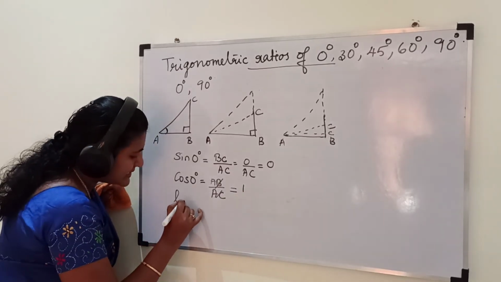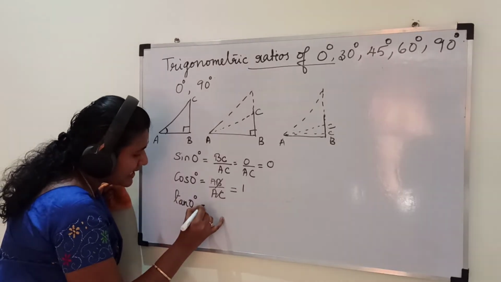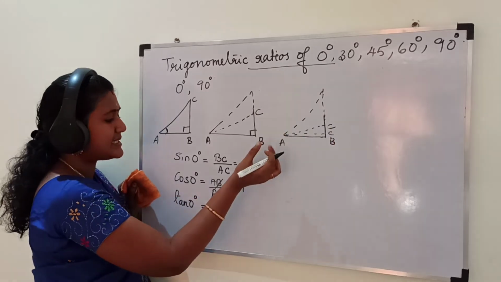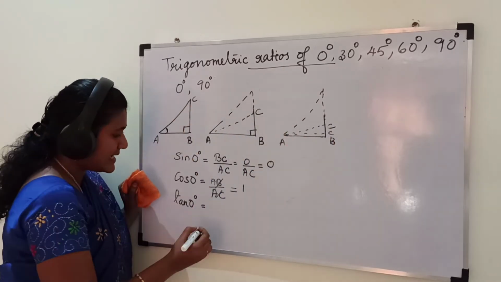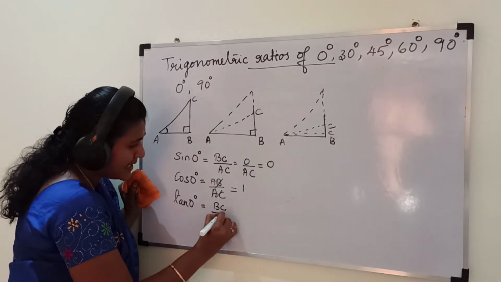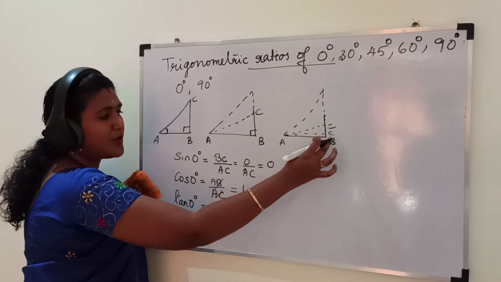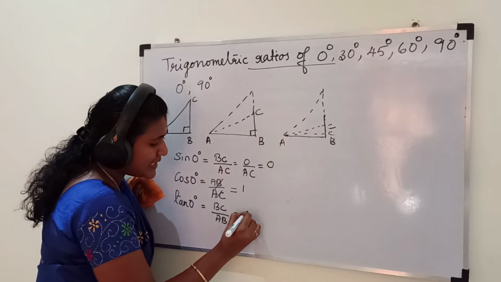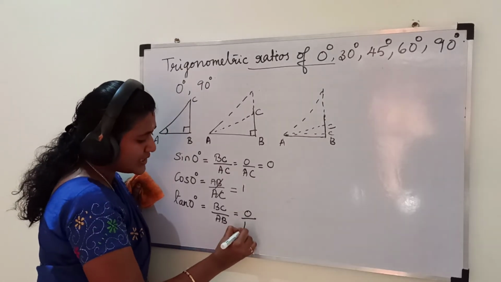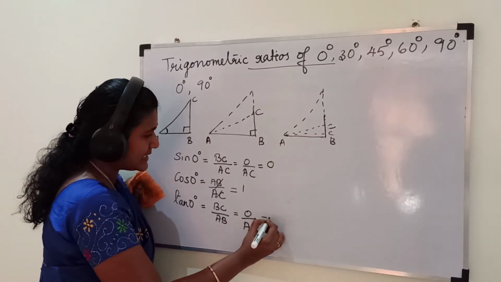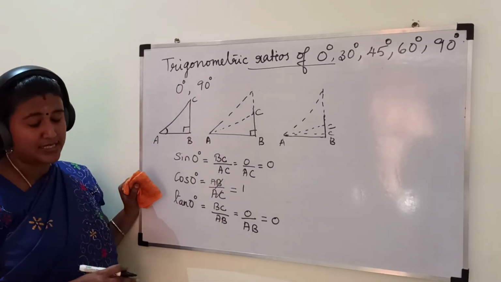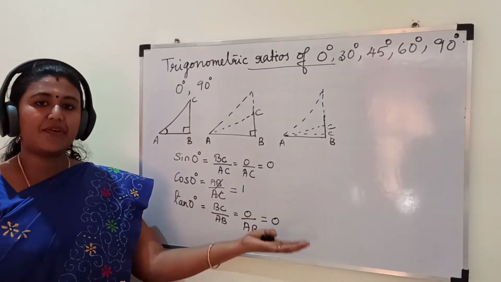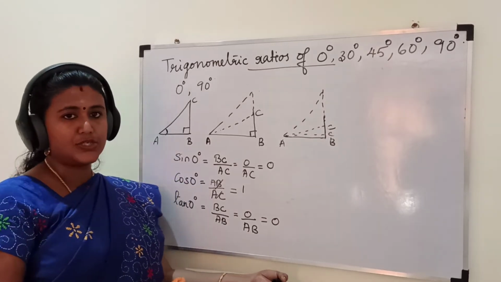Now tan 0 degree. Tan 0 degree is the opposite side BC by the adjacent side AB. With the same argument, C is very close to B, so this side BC is almost 0. So 0 by AB, and tan 0 degree is 0. Since we got sine, cos and tan, we can define the remaining trigonometric ratios.